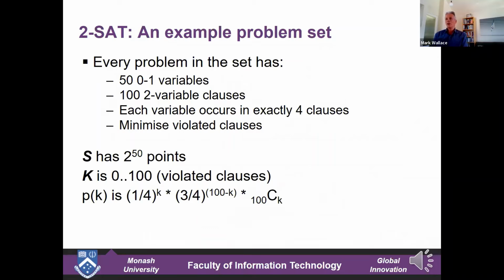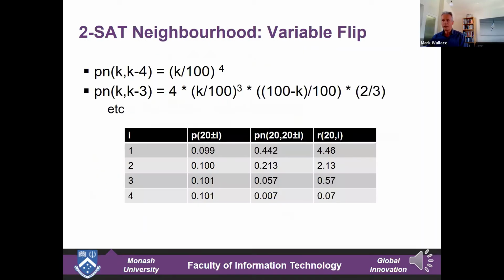So coming back to our 2SAT example problem set, we've got our set with 2 to the 50 points. We've got our range of fitness values between 0 and 100, so these are the number of violated clauses. And we've got a probability for each of a point having each of the fitnesses k between 0 and 100. So what happens now when we're looking at the neighborhood of the variable flip?